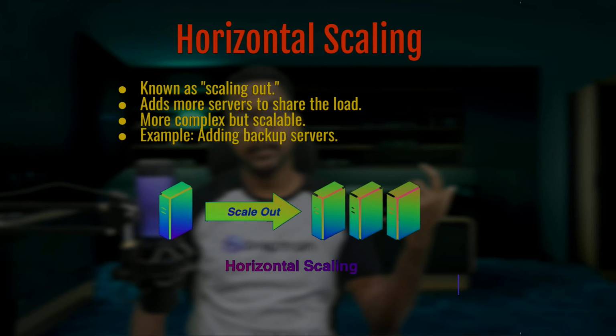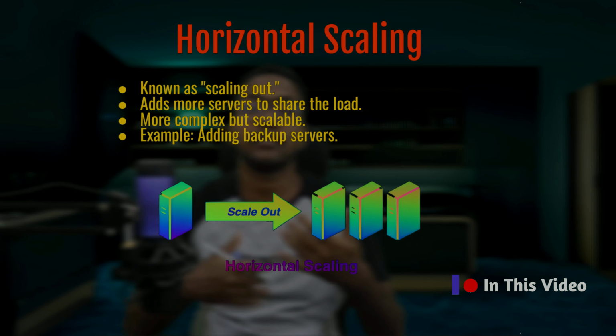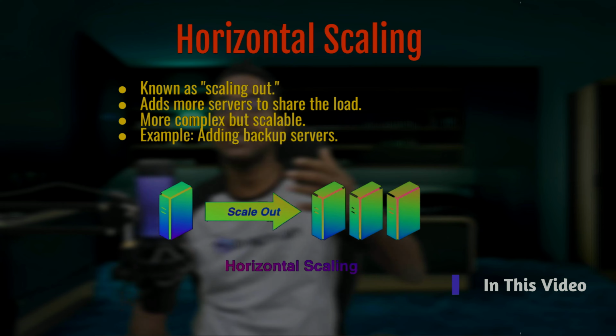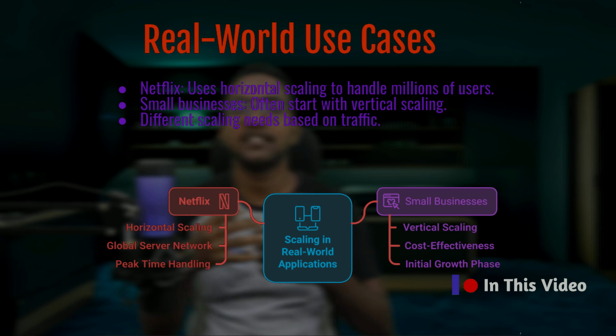Let's talk about horizontal scaling, or as it is often called, scaling out. Unlike vertical scaling, where we focus on making one server stronger, horizontal scaling involves adding more servers to share the workload. Now that we have covered the theory behind vertical and horizontal scaling, let's take a look at how they're applied in the real world.